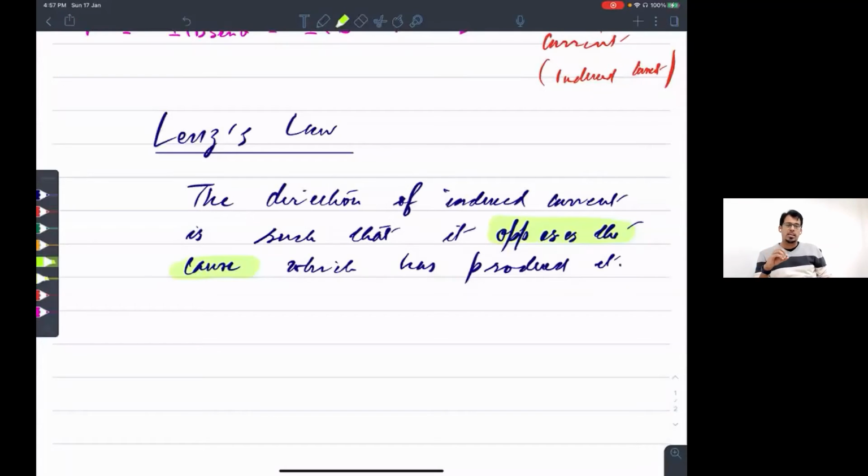Now, we were trying to explain Lenz's law. The direction of induced current is always such that it opposes the cause which has produced it. So whenever you write down the equation for induced EMF, in all equations a minus sign will be there. That minus sign actually refers to Lenz's law: the induced current will always oppose the cause which has actually produced it.